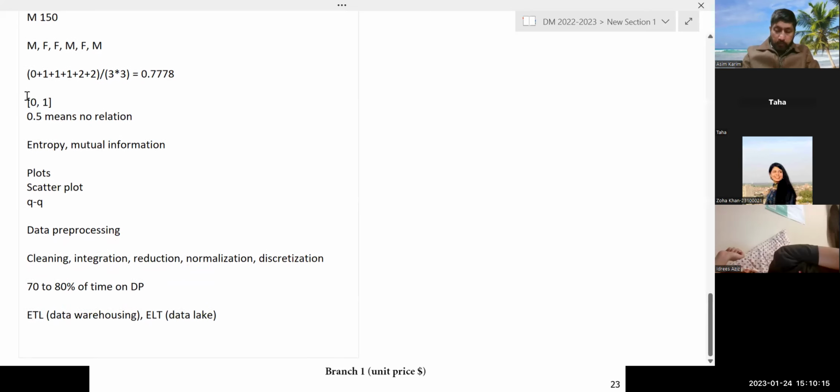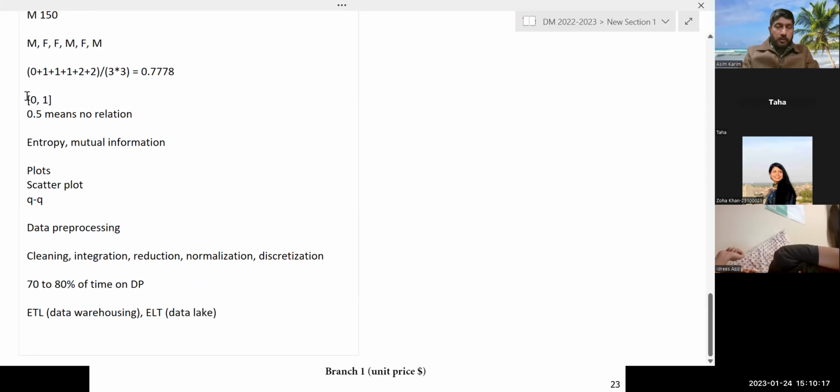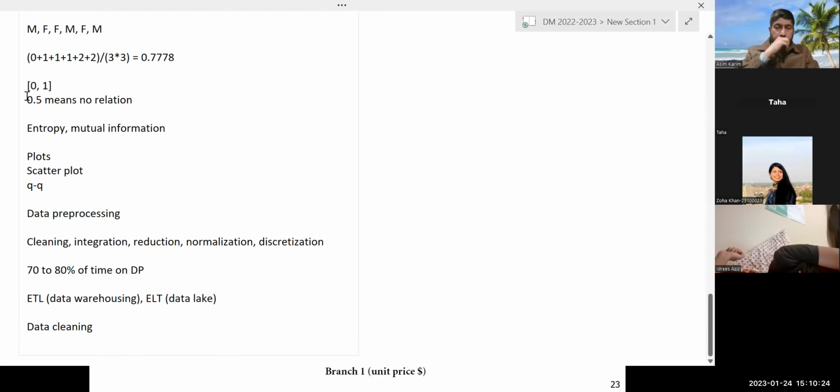So we are kind of running out of time. So let me just introduce data cleaning. Any questions, by the way? Maybe I think let me start with the quality.